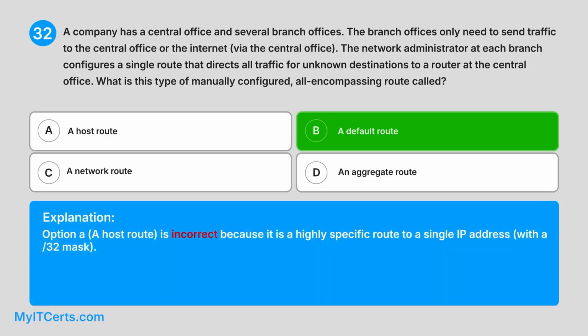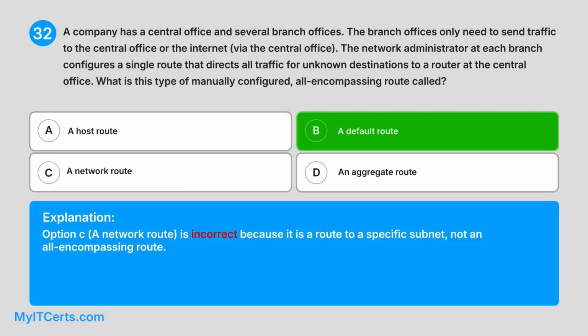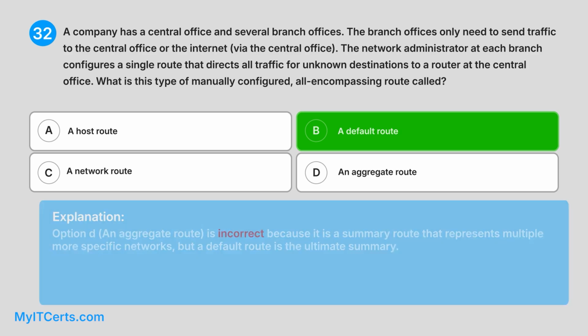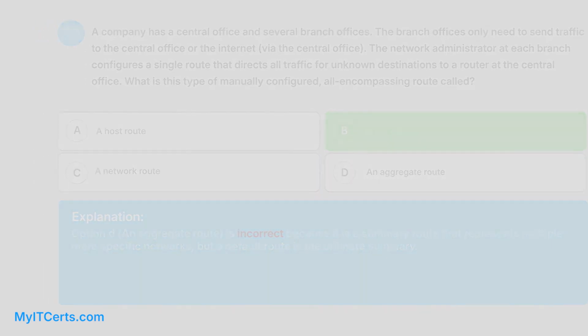Option A, a host route, is incorrect because it is a highly specific route to a single IP address with a /32 mask. Option C, a network route, is incorrect because it is a route to a specific subnet, not an all-encompassing route. Option D, an aggregate route, is incorrect because it is a summary route that represents multiple more specific networks, but a default route is the ultimate summary.